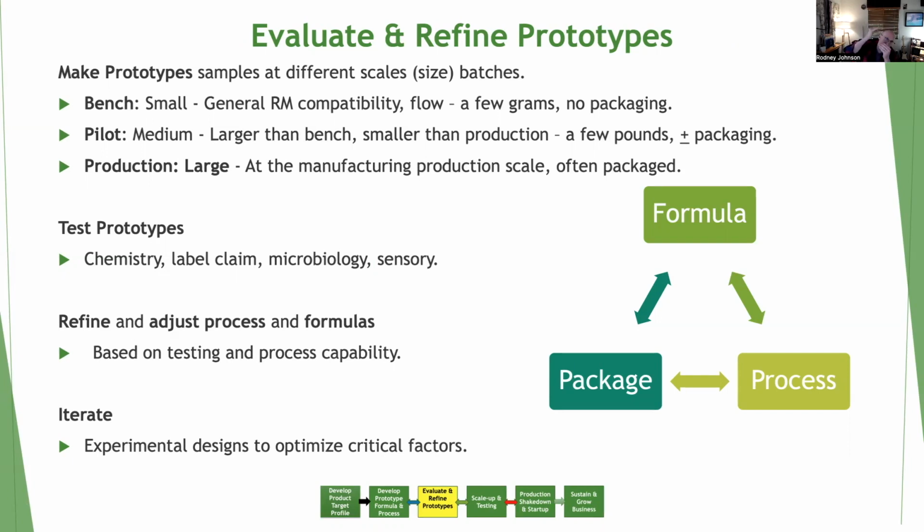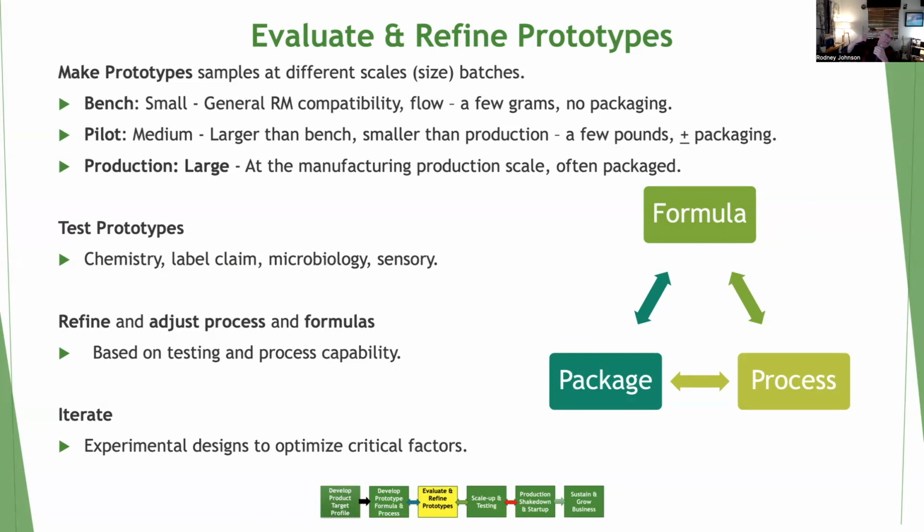So scaling it up is really changing from one size to the next, and adjusting the formula, the package, and the process specific to the size. They are intimately linked, and so therefore need to be considered as a whole when you're doing the development. Typically, you will have a package engineer or process engineer or someone who has a background in that area to help work through some of the details on the formula. And then once you have some of these prototypes together, you want to do the label claim, chemistry, microbiology, if it's sanitary, and sensory testing.